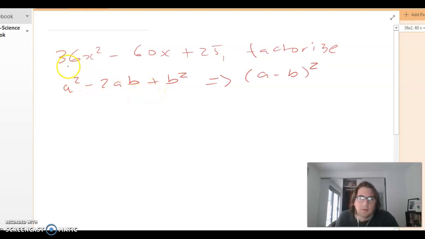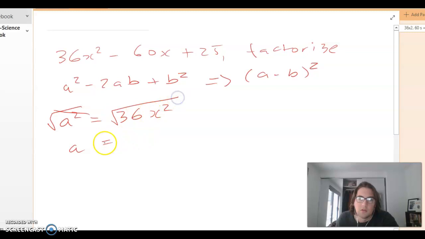So if I look at this first term here, I know that a squared is equal to 36x squared. Okay, so if I want to work out just a, I need to square root this side to get rid of the squared, and that leaves me with a equaling the square root of 36x squared, which will be 6x.